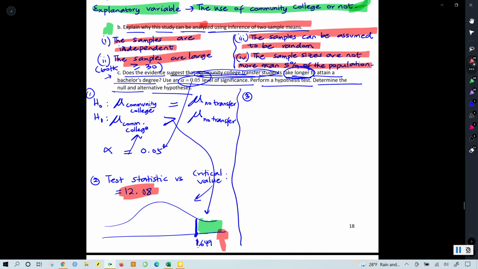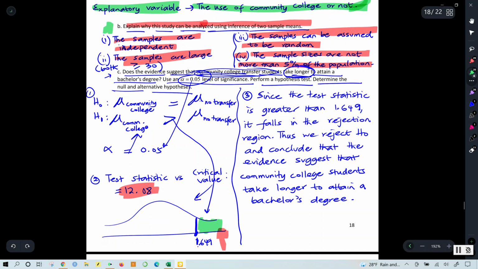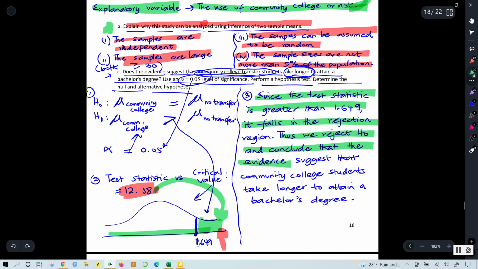So as it stands, that means I am going to reject the null hypothesis. As we said earlier, since the test statistic of 12.08 is greater than 1.649, on the number line it will fall in the rejection region. Thus, we reject the null hypothesis and conclude that we have enough evidence for the alternative, which indicates that community college students take longer than transfer students to attain a bachelor's degree.